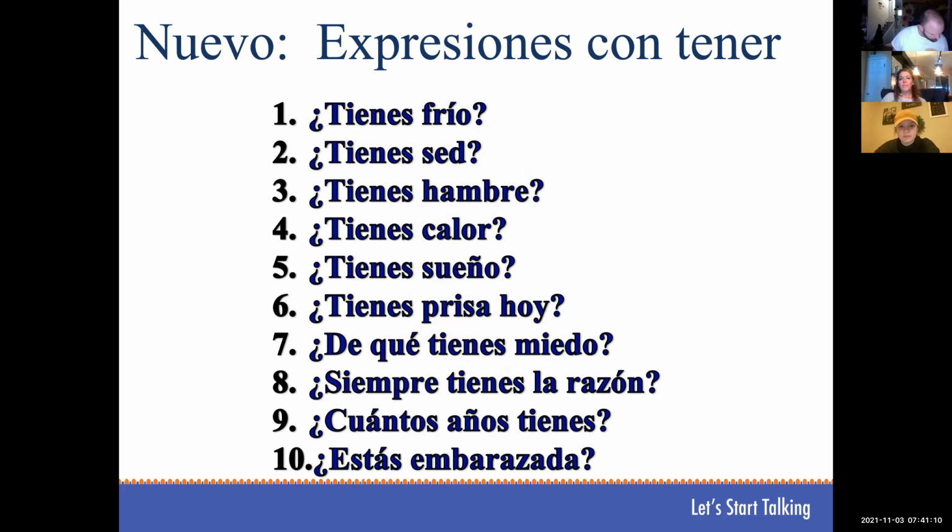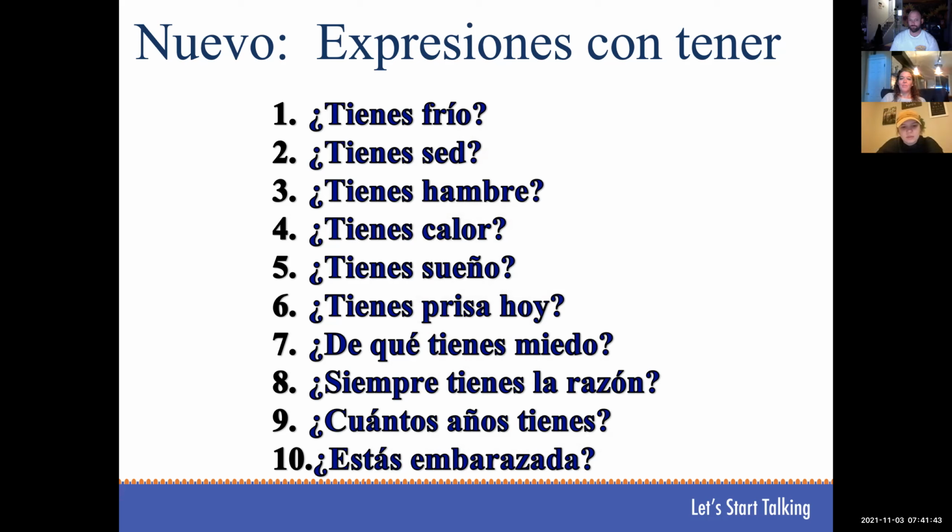¿Tienes frío, Carly? No, no tengo frío. ¿Tienes sed? No, no tengo sed. ¿Tienes hambre? Sí, yo tengo hambre. ¿Tienes calor? No, no tengo calor. ¿Tienes sueño? Sí, yo tengo sueño. ¿Tienes prisa hoy? No, no tengo prisa hoy.